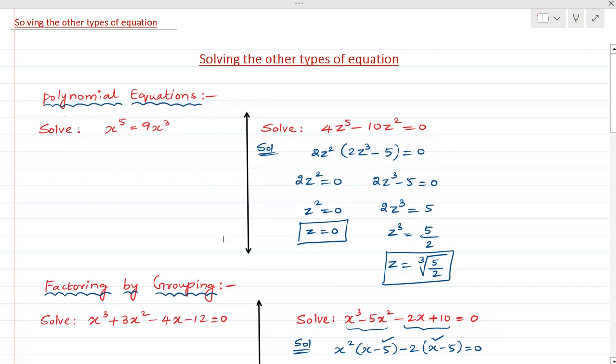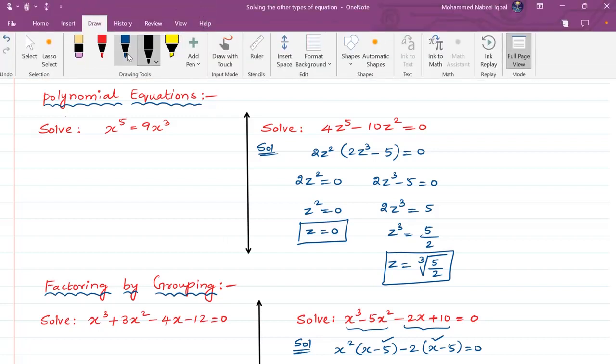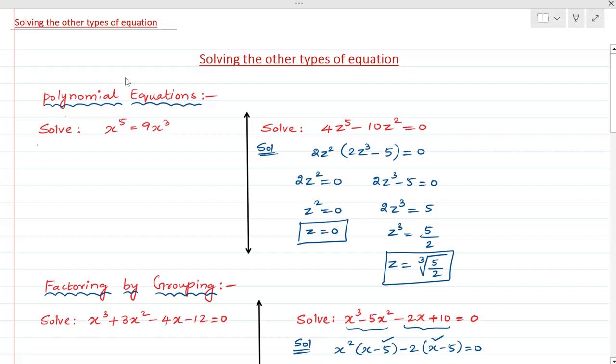In this video, we are going to discuss solving different types of equations. The first one here, we have a polynomial equation. Solve x to the power 5 is equal to 9x to the power 3. So how will you solve this type of equation?